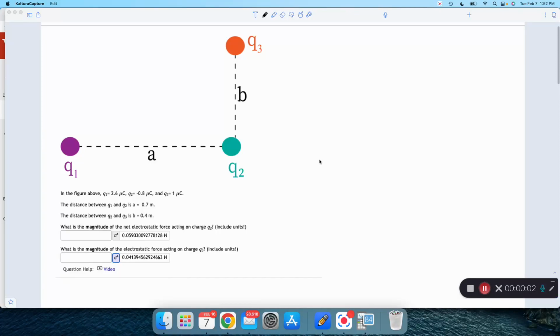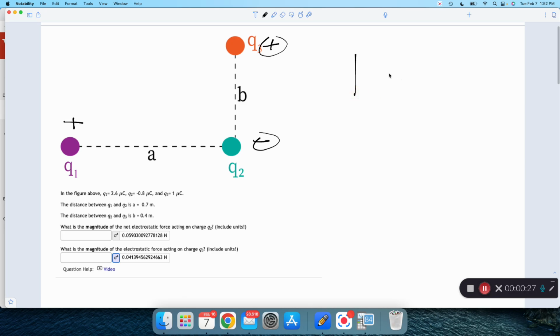Okay, so let's take a look at this problem. We've got three charges. Let's go ahead and label whether they're positive or negative because that's going to be important. So this guy's positive, Q2 is negative, and Q3 is positive. Okay, we're going to find the net force on Q2 and then, as a separate problem, the net force on Q3. So let's look at Q2.